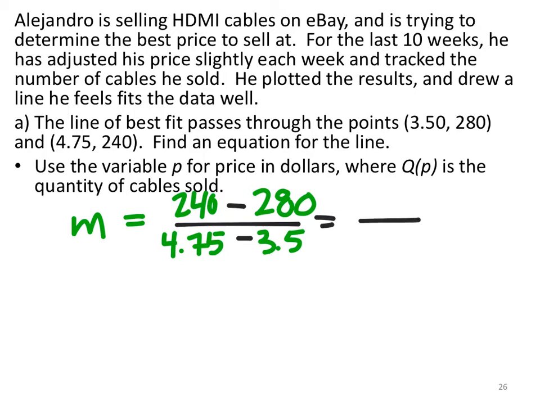So these calculations aren't too bad, just directly this is negative 40 in the numerator. And 4.75 minus 3.5 is 1.25. Well, I can't do that in my head though. So I'm going to solve it on my calculator. So we got negative 40 all over 1.25. There you go. Negative 32.